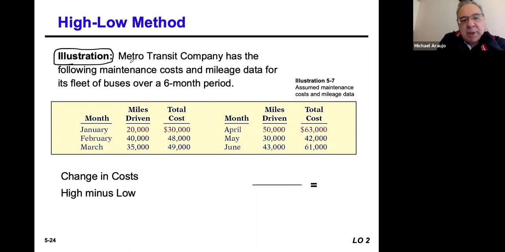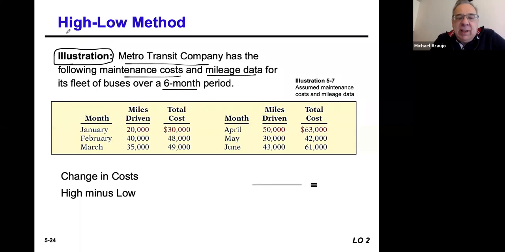So we have this company here, Metro Transit Company. And they have the following maintenance costs and mileage data for the last 6 months: January, February, March, April, May, and June. What we have to do with the high-low method is, again, find what month was the highest amount of cost and mileage, and what month was the lowest? And that's how we're going to find the difference.